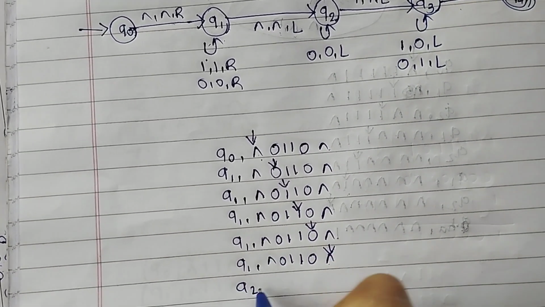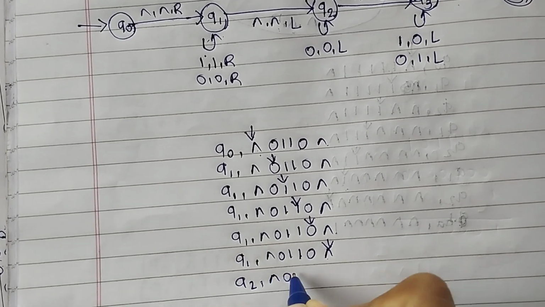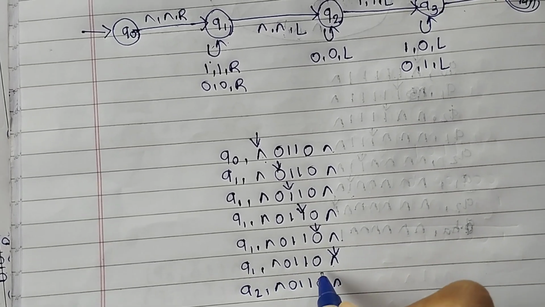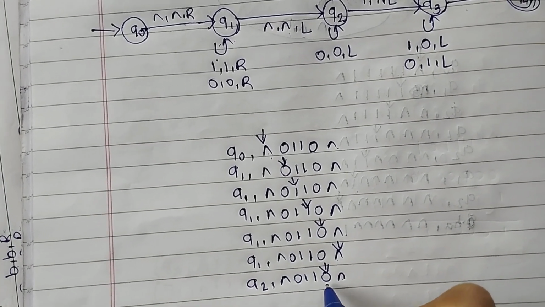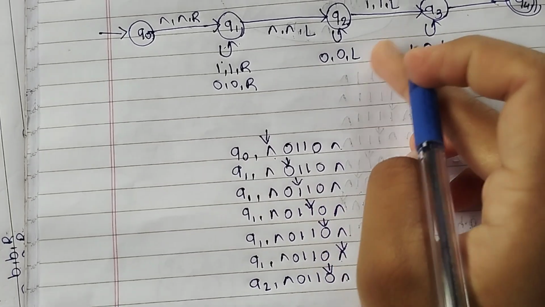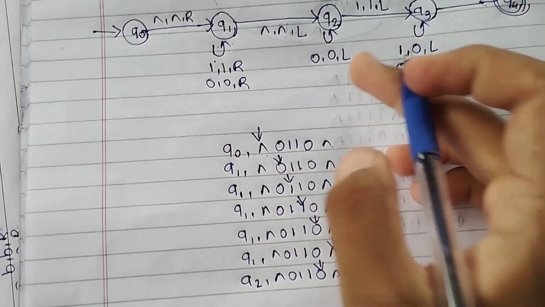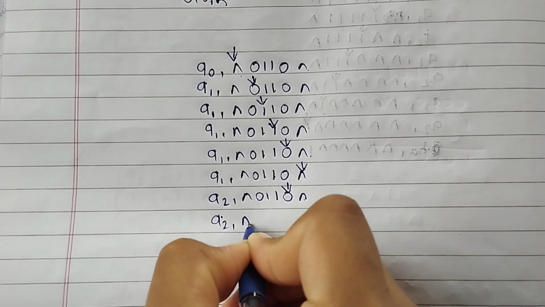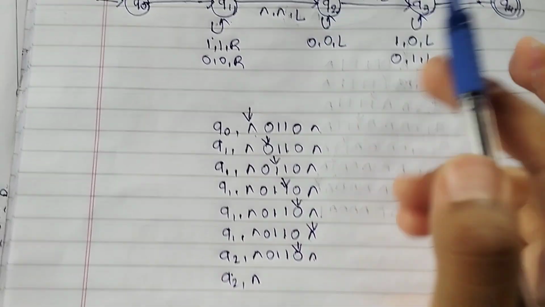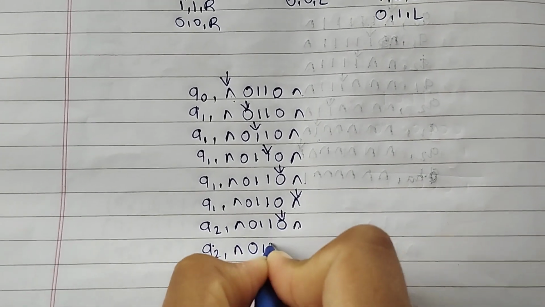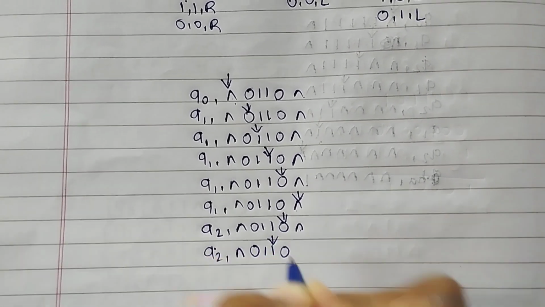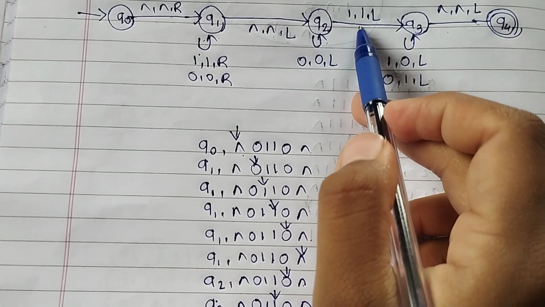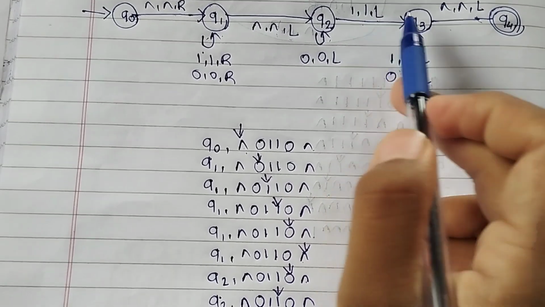So in the Q2 state, null 0 1 1 0 null, keep null as it is and move to the left. Now we read 0. In the Q2 state, if you read 0, keep 0 as it is and move to the left. So we are in the Q2 state itself. Again this 0, keep as it is and move to the left. In the Q2 state, if you read 1, then keep 1 as it is and move to the left.